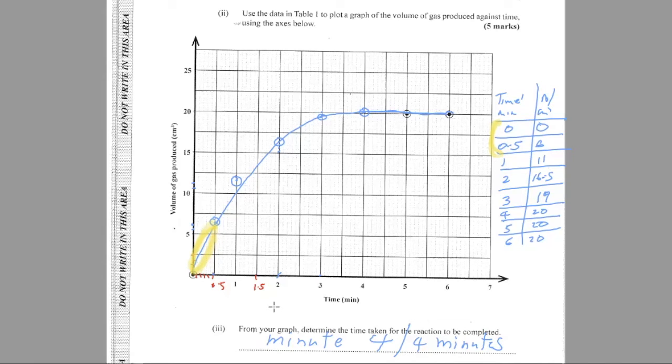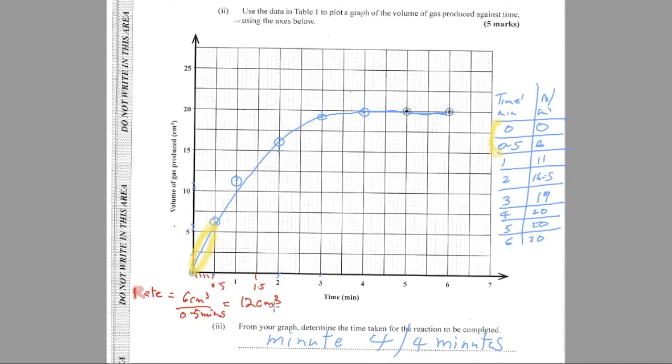So for 0 to 0.5 minutes, the rate would be 6 cm cube over 0.5 minutes, and that would give us a rate of 12 cm cube per minute, and that was the highest rate for the entire reaction.